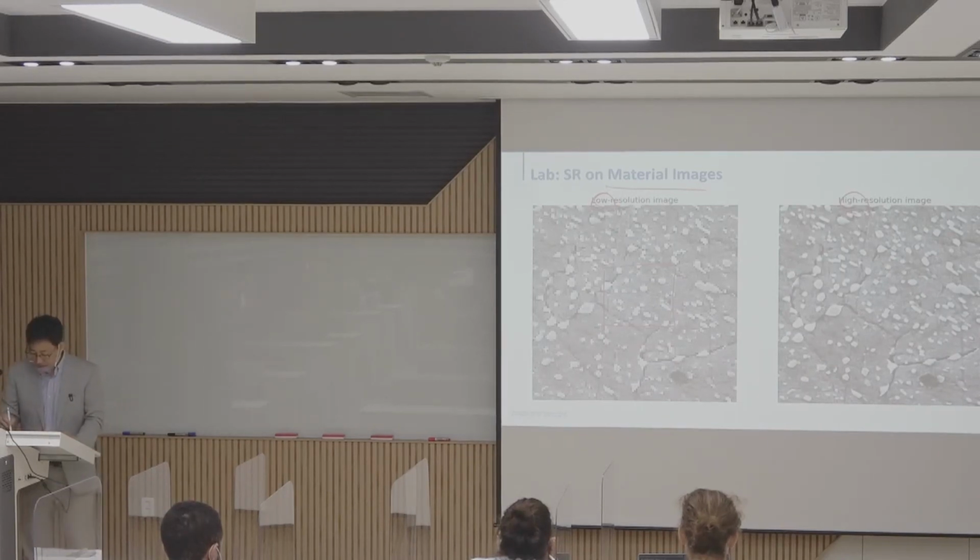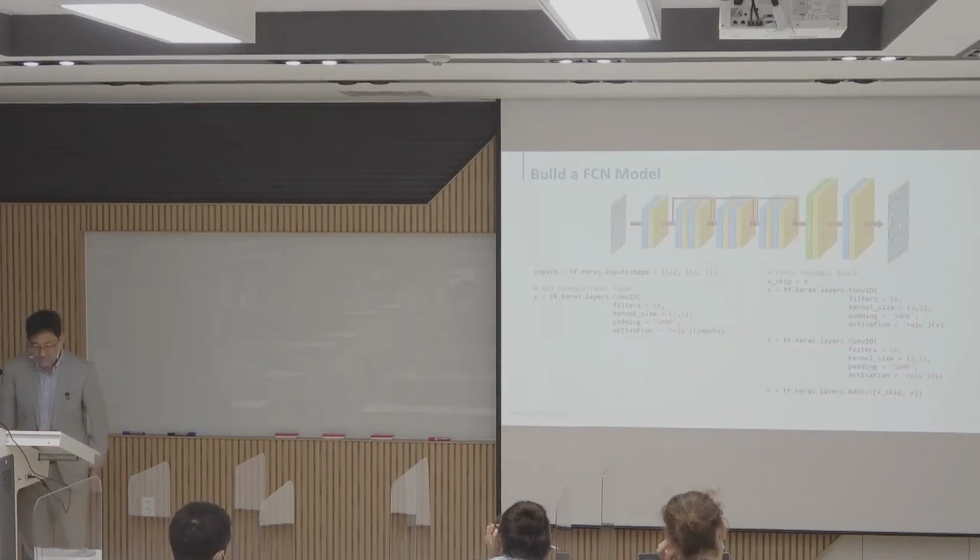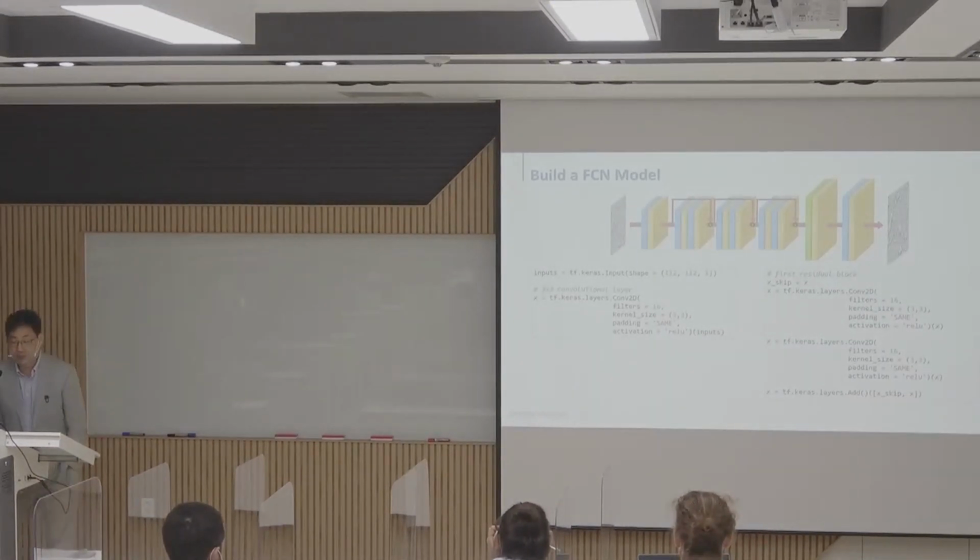So again, the first step is that somehow I need to gather high resolution material images, a lot of images. Now I can do downsampling image processing to get low resolutions. Now the low resolution image is going to become the input to the FCN networks, and this one is going to be the output. So let's build up another FCN model.